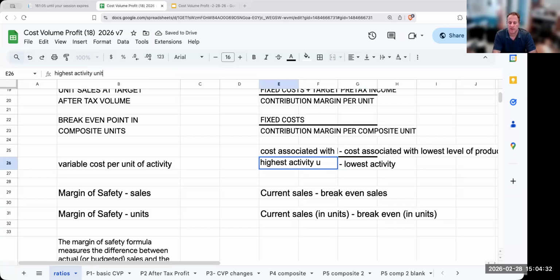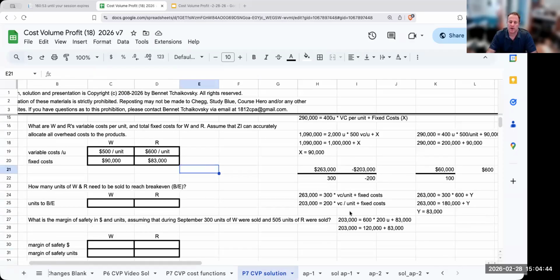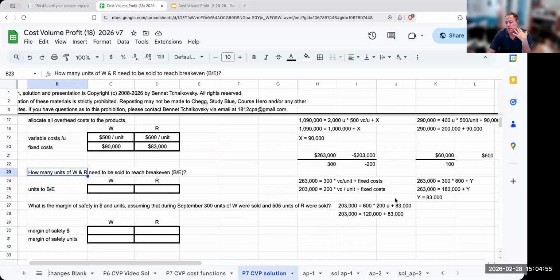divided by highest activity in units minus lowest activity in units. Okay, so this is what's giving this part over here to us. Okay, let's now go ahead and take a look at our next question over here. How many units of W and R need to be sold in order to reach break even? Okay, now there's a lot of different ways we could go through and compute this.